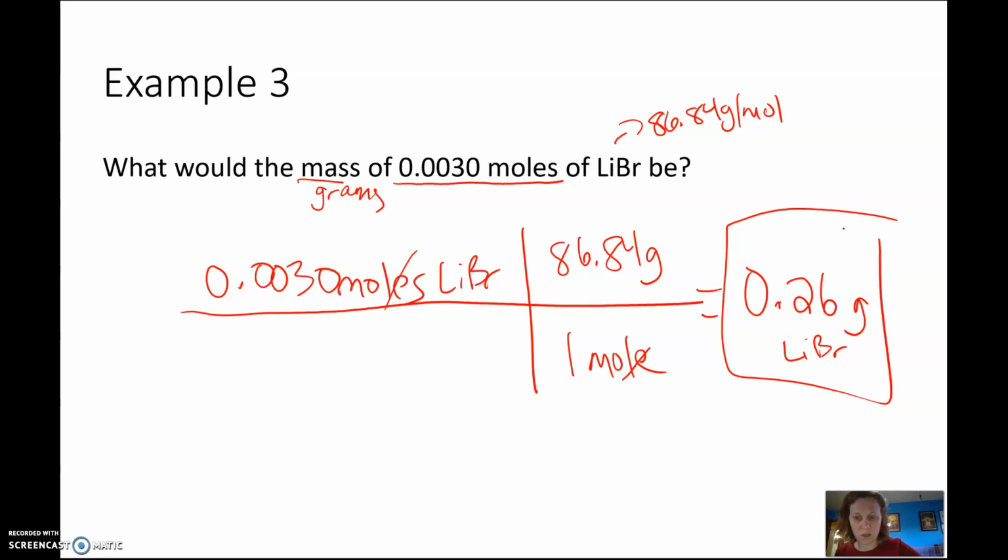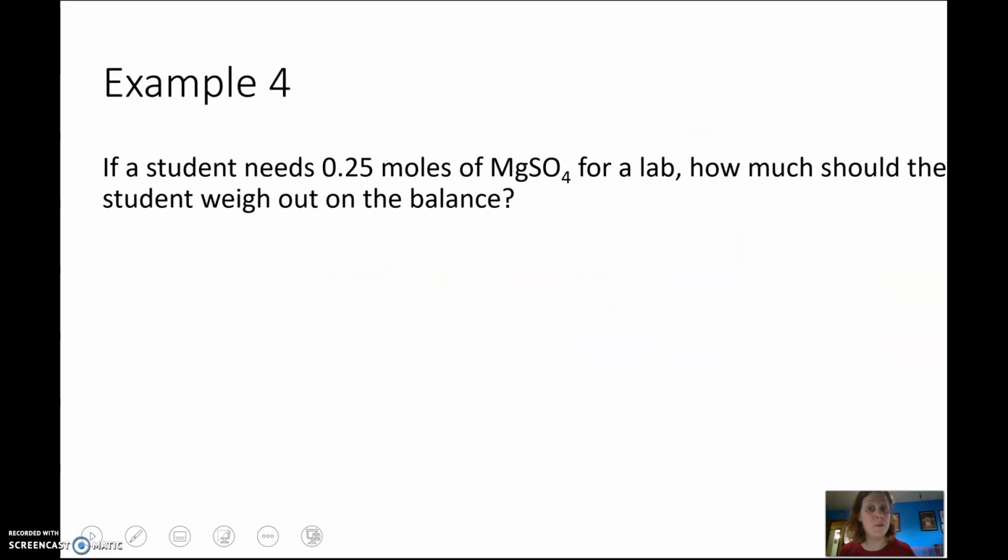All right, last one. Hopefully I'm not going too fast, but the beauty of a video is you can always go back. Now, don't be thrown off. This says if a student needs 0.25 moles of MgSO4, magnesium sulfate, for a lab, how much should the student weigh out on a balance? Well, it's the same thing.